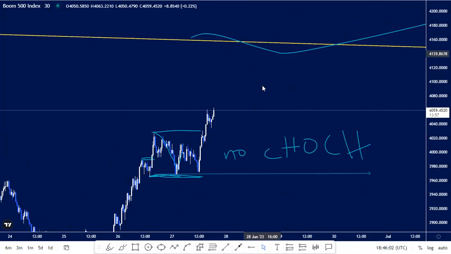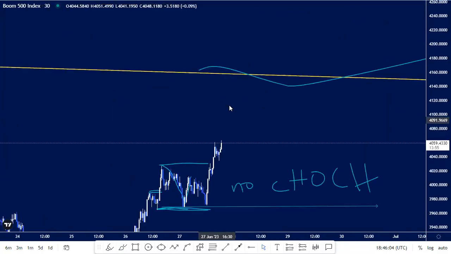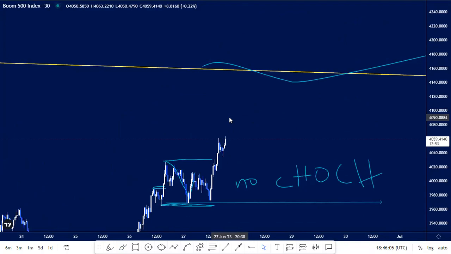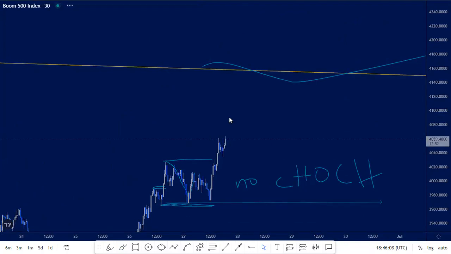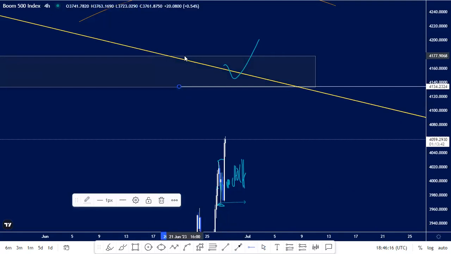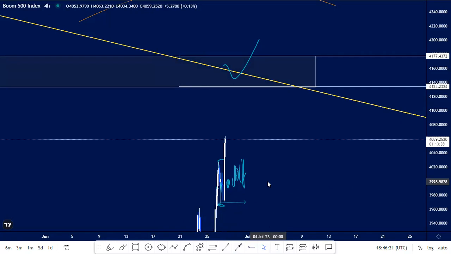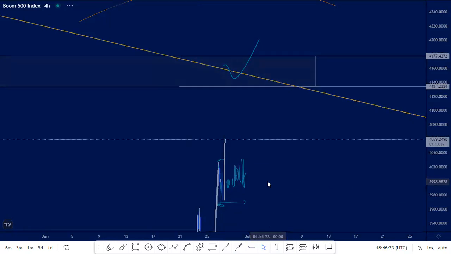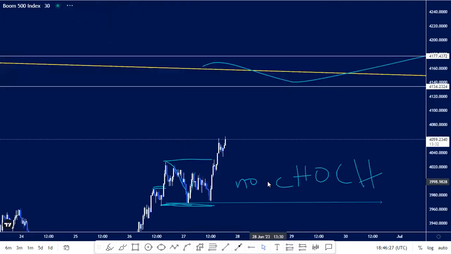So where is the region? Okay, let me just go here and put a line there so that we see the region clearly. Okay, so this is the region on the 4-hour. This is our region, right? So on 30 minutes, once we tap into that region, you need to practice patience now. Where do you need to exercise patience? You need to exercise patience to wait.